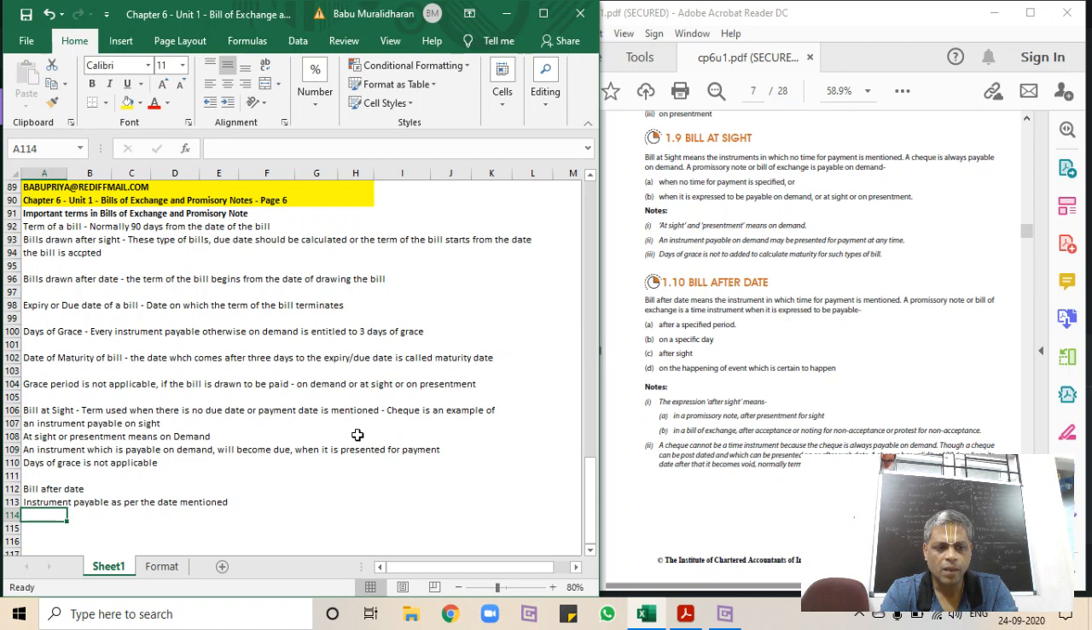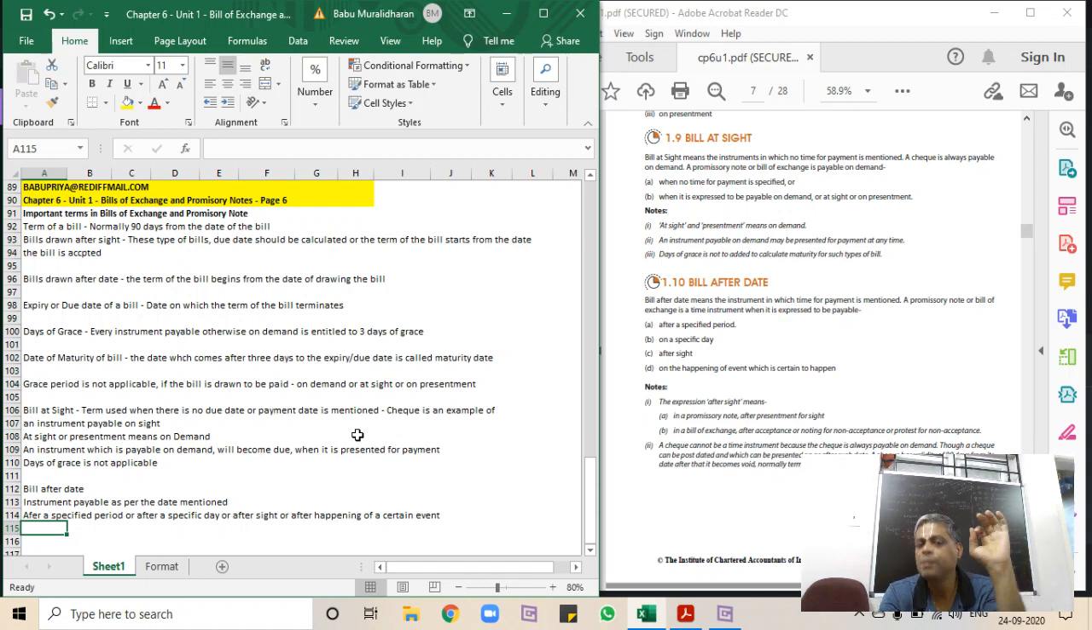So an instrument payable as per date mentioned is payable after a specified period, or after a specific date or day, or after sight, or after the happening of a certain event. A check cannot be a time instrument because a check is always payable on demand, right? A check is always payable on demand.